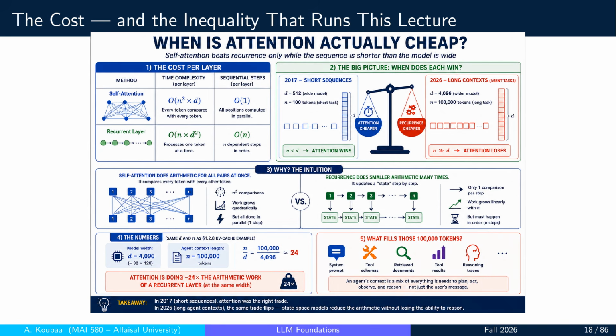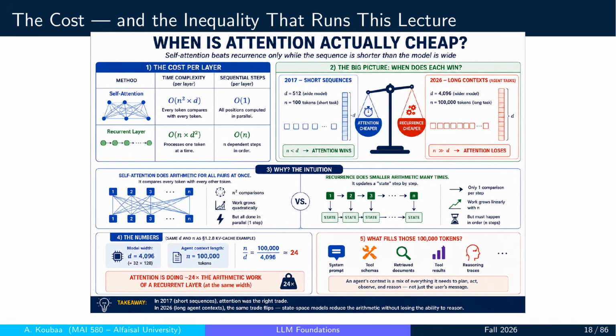This figure carries an inequality, and I want you to leave the room with it. Let me set it up as a comparison first, because it is the cleanest way to see the shape of the problem. Attention and a recurrent layer. Which one is more expensive? The honest answer is, it depends. And the whole point is what it depends on.